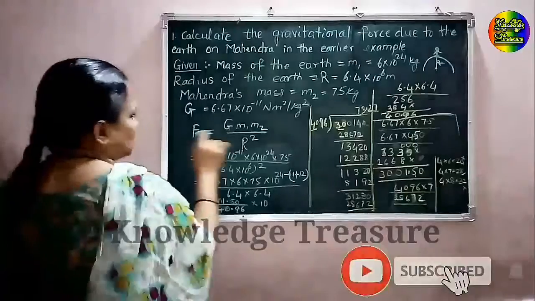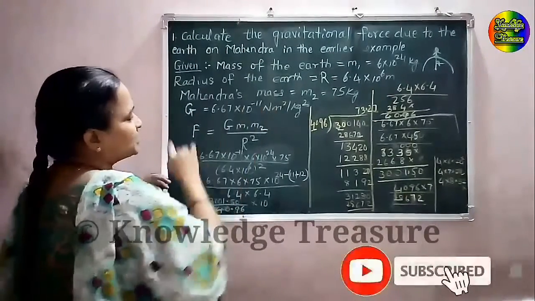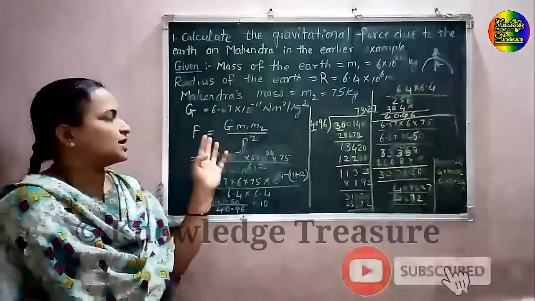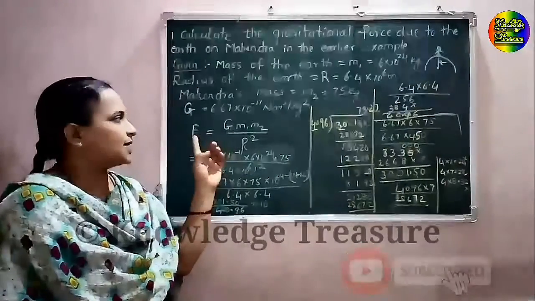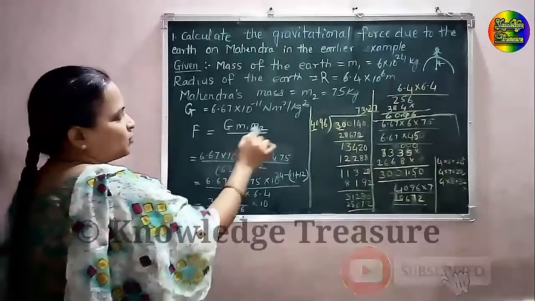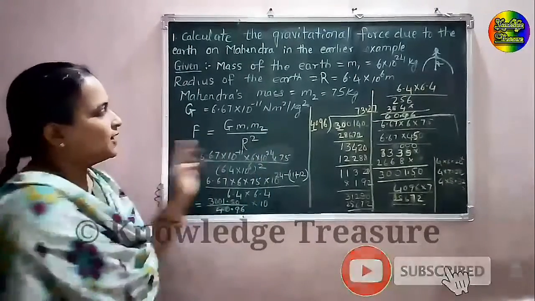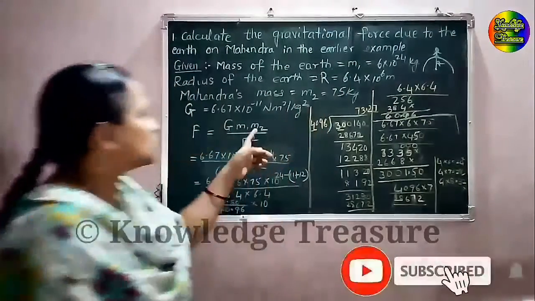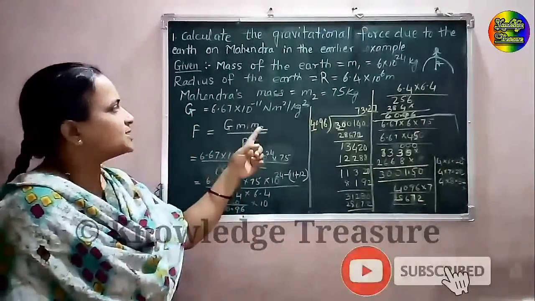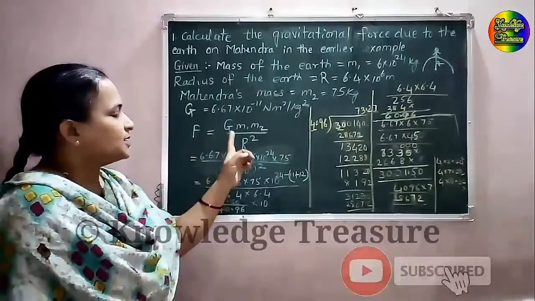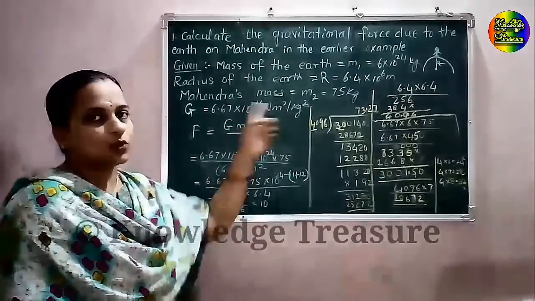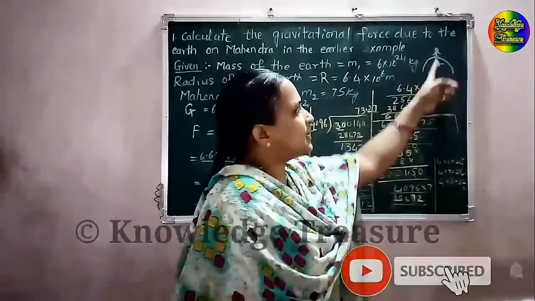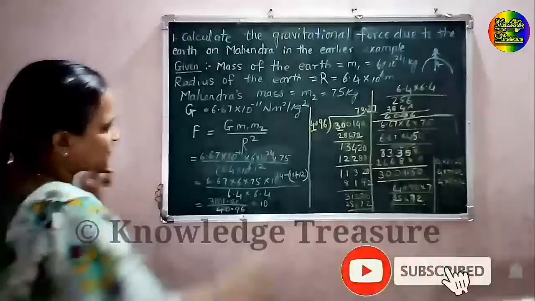Let us see, F is equal to, we have to find out the gravitational force. So we know the formula for the gravitational force, that is F is equal to G m1 m2 upon r square, where m1 is the mass of the first object. Here the first object is earth, m2 is the mass of the second object. Here the second object is Mahendra, and r is the distance between the two objects, that is, the distance between earth's center and Mahendra.